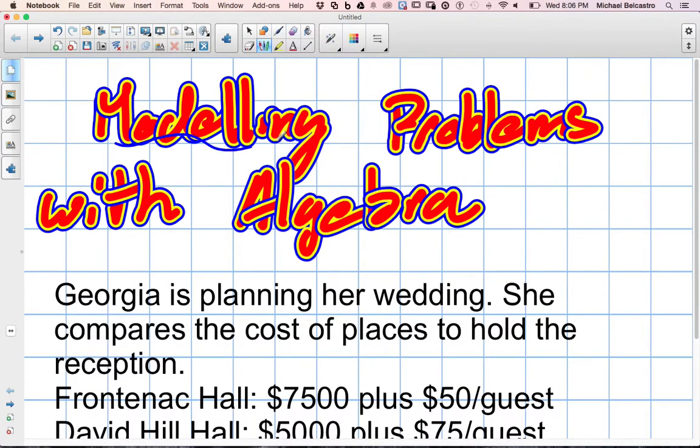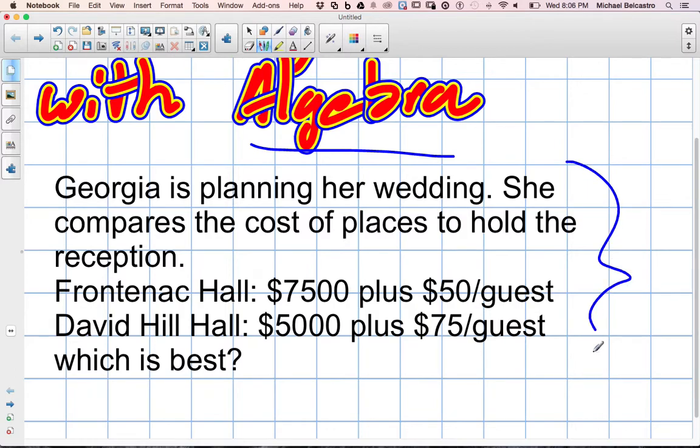We're looking at modeling problems with algebra specifically. So we have our word problem here, and we're going to try to model it by building some equations, and then we might even graph it to help us visualize what's going on. Okay, so Georgia is planning her wedding.